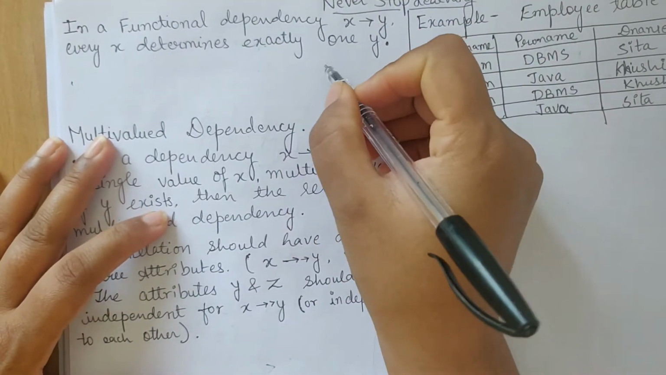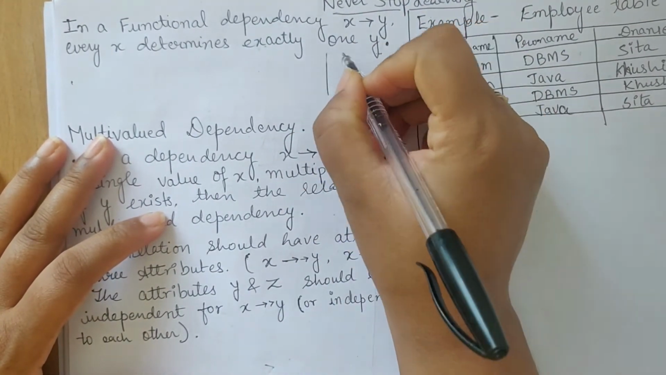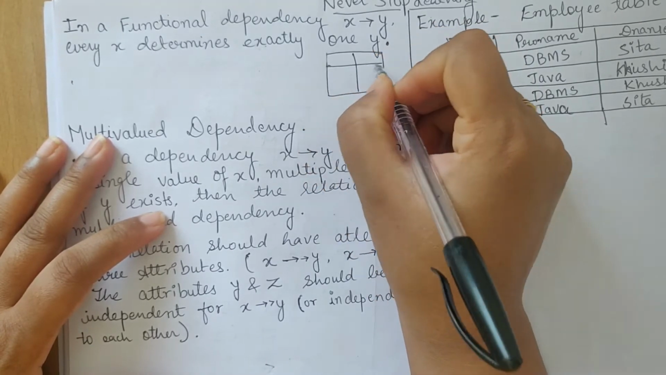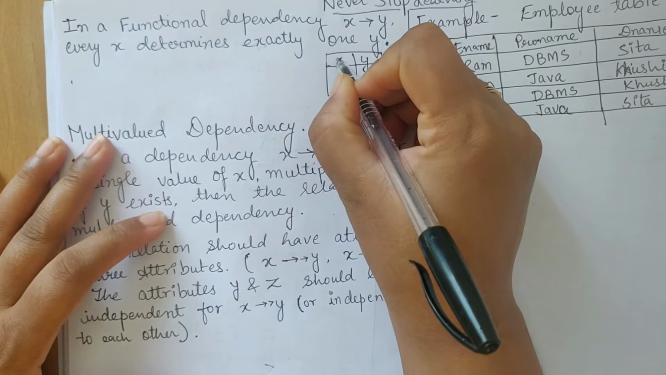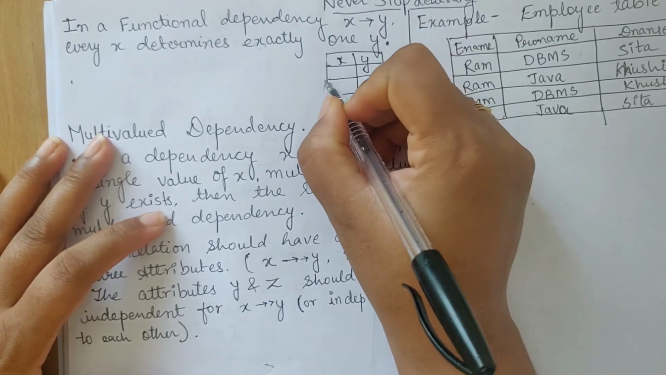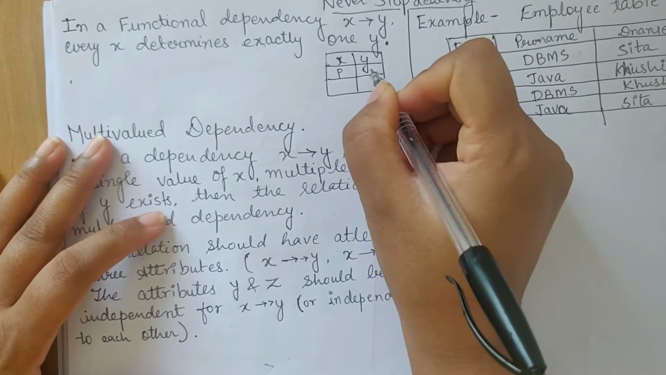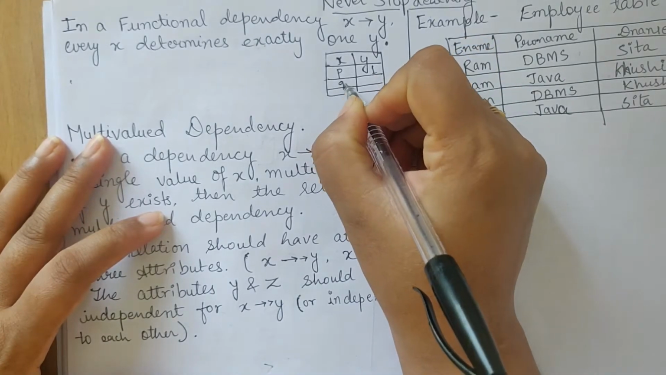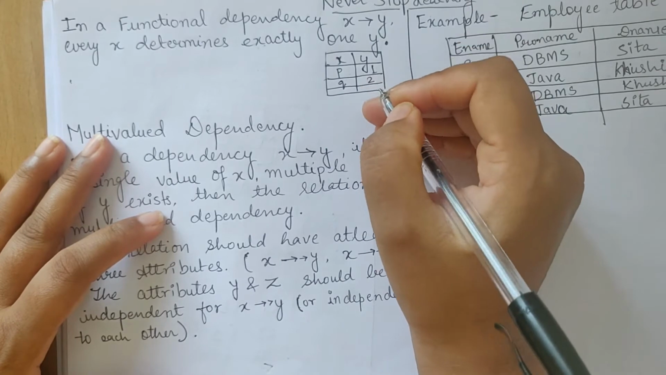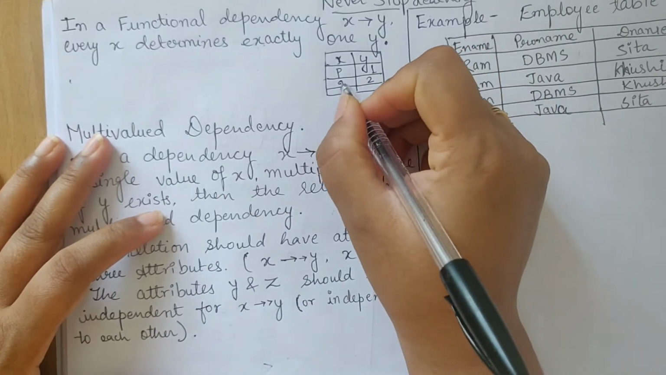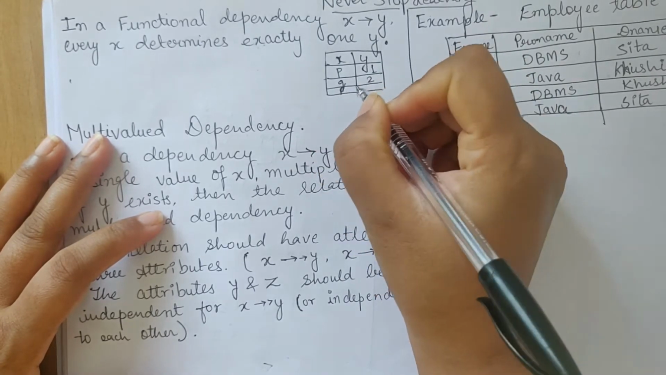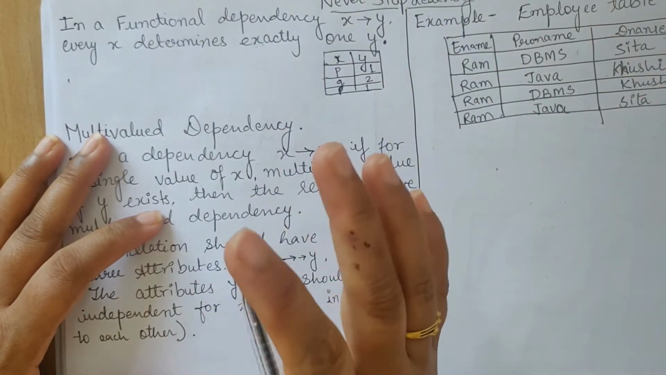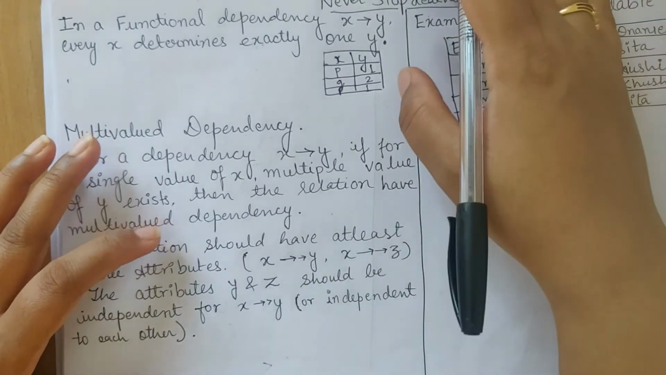If there is a table, for example, and in this table I am having X and Y, and there is a functional dependency from X to Y. So if I am having here a value of P as 1 and a value of Q as 2, then for each tuple, whenever I encounter P, I should get 1. That is what my functional dependency tells me.